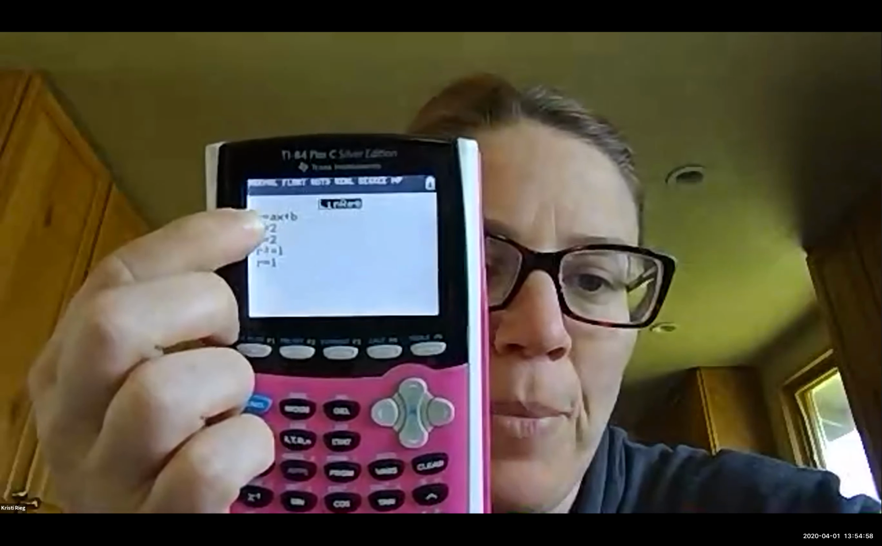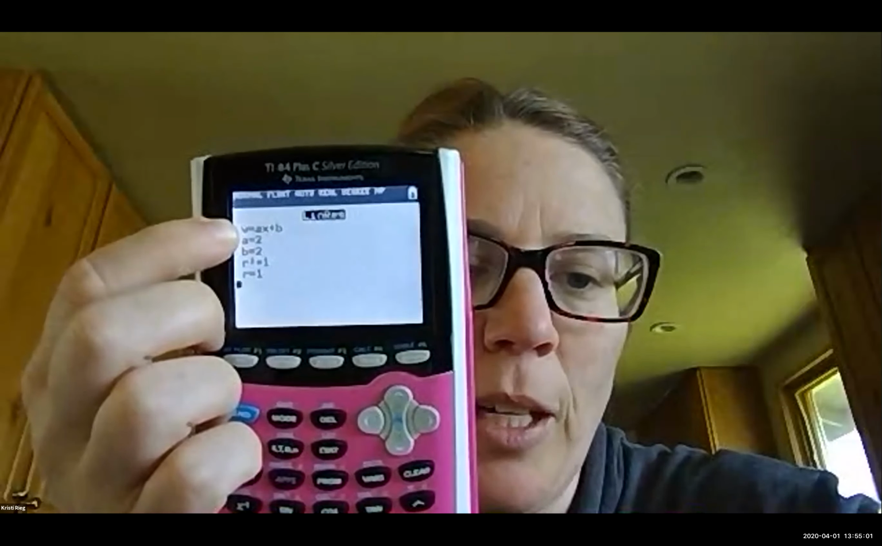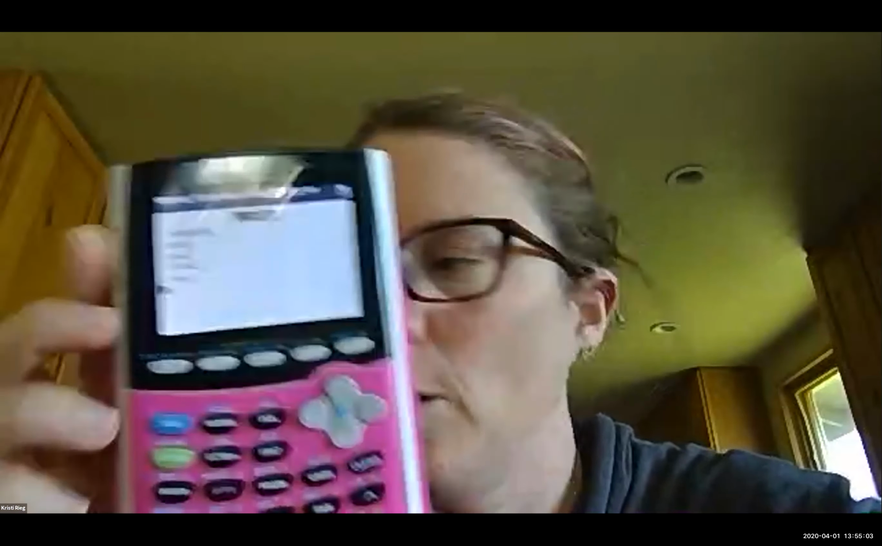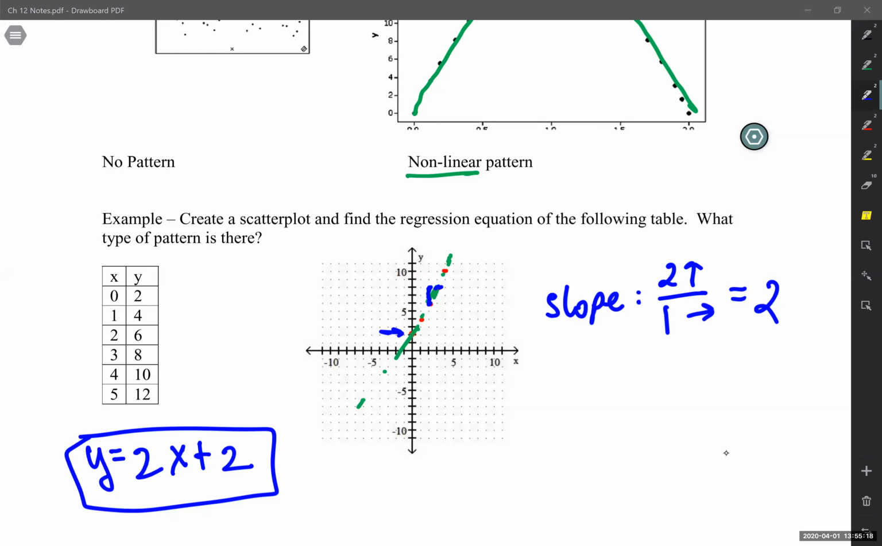And then for this calculator, it tells you right there, AX plus B is the formula. So you can just plug 2 in for A and 2 in for B. All right, so let me get back to my screen or to my notes. And what we have here, oops, share.